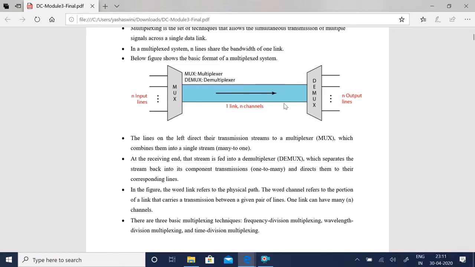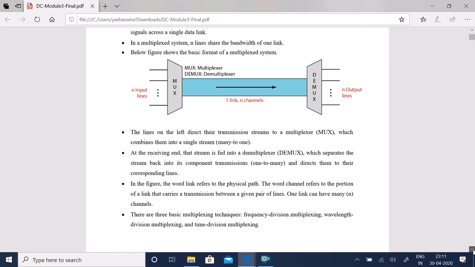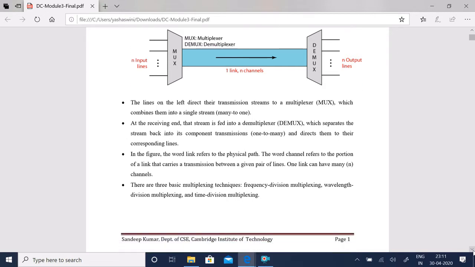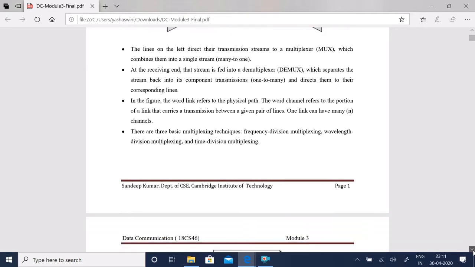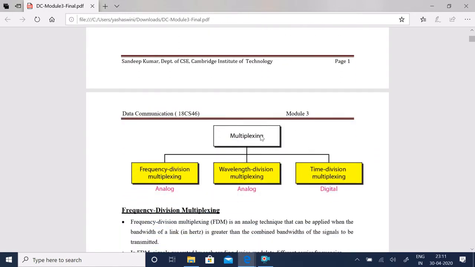From this figure we can refer to this as a physical path, where each channel refers to the portion of the link which carries the data. Here channels are denoted as different lines. To learn more about multiplexing, there are three widely available techniques: frequency division multiplexing, wavelength division multiplexing and time division multiplexing. So multiplexing can be broadly divided into frequency division, wavelength division and time division.